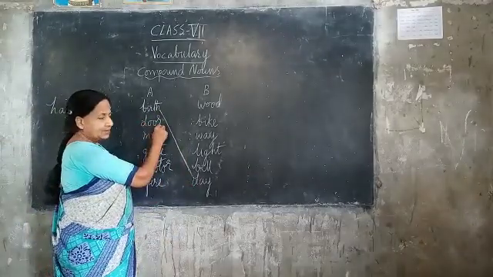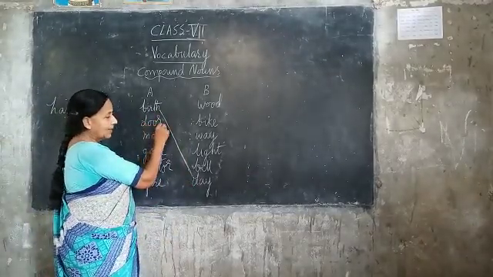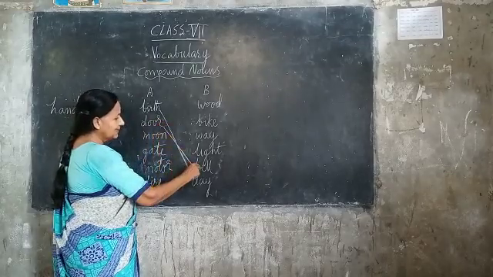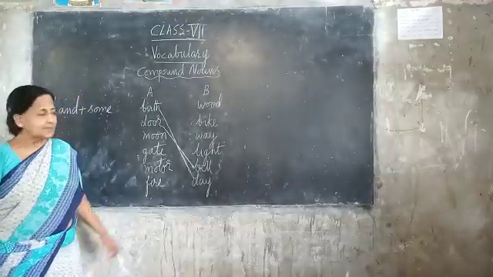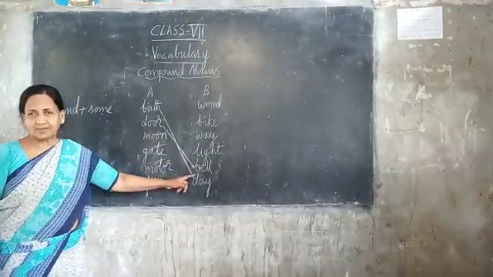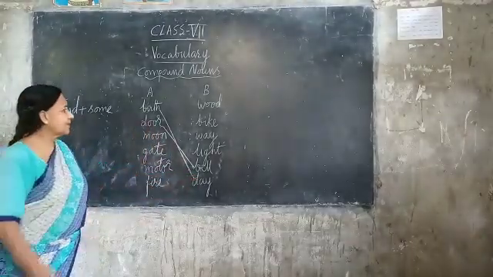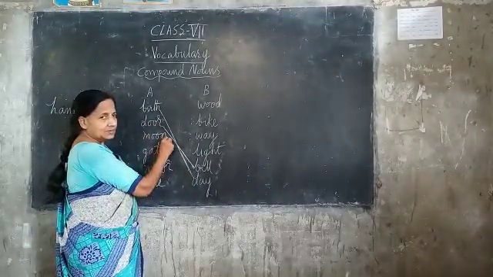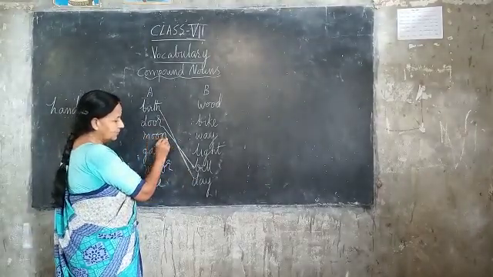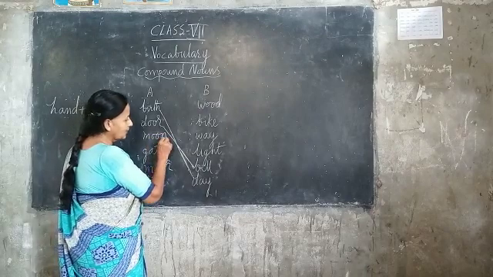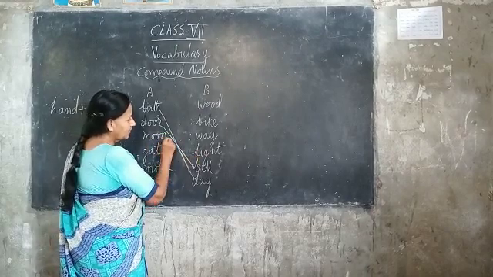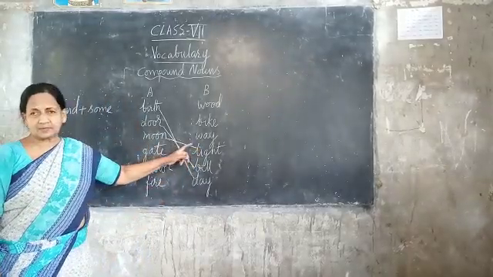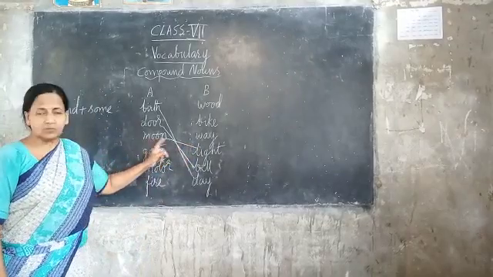D-O-O-R, door. When we join it with B-E-L-L, bell, it spells out as doorbell. Doorbell. Then M-O-O-N, moon, and we join it with L-I-G-H-T, light, forming the word moonlight. We have formed the word moonlight.